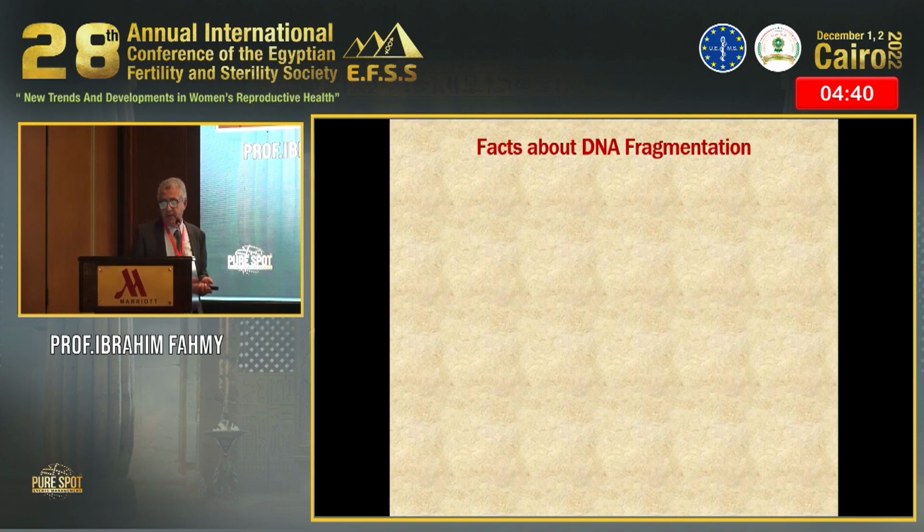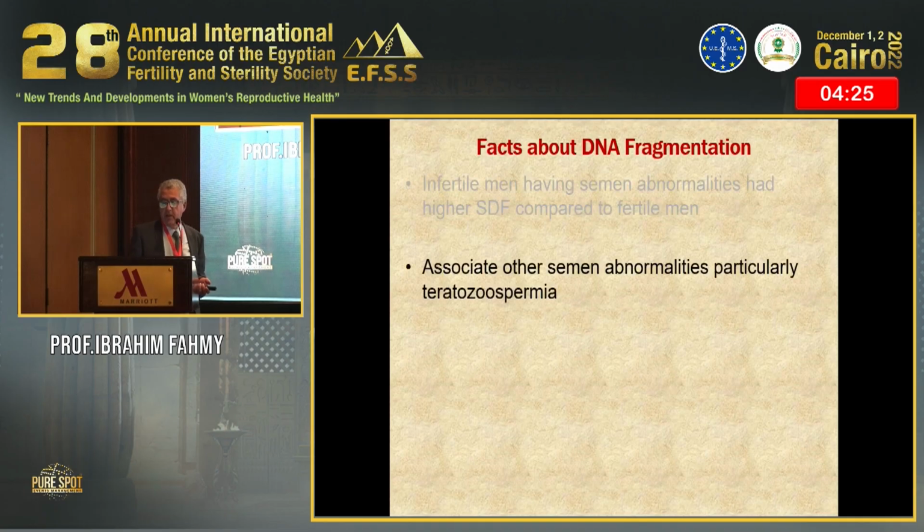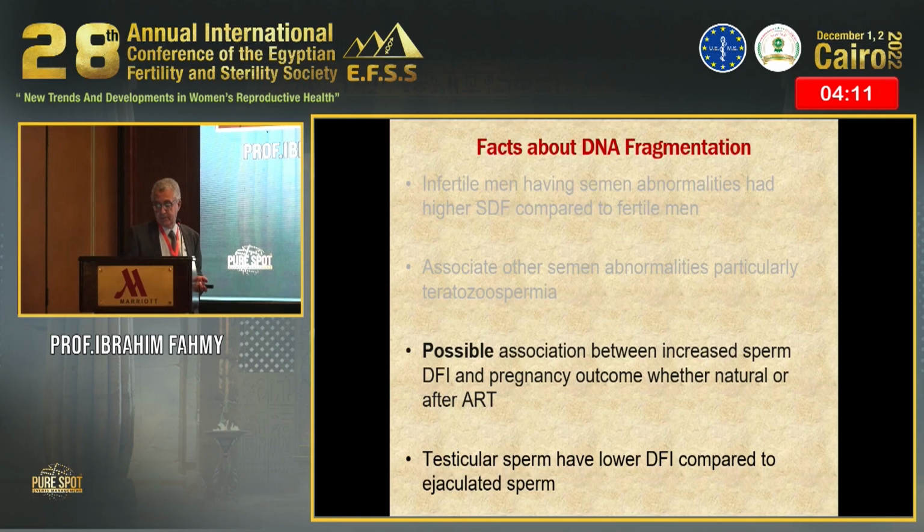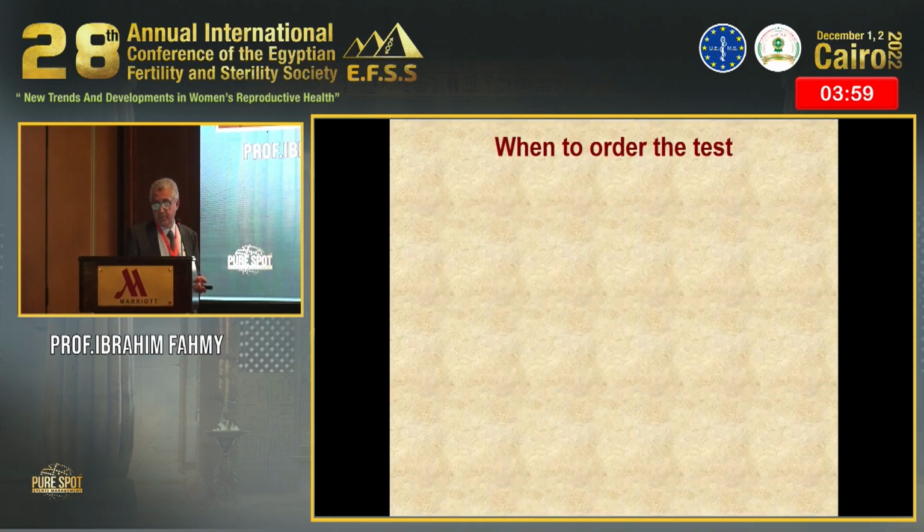What are the facts about DNA fragmentation? Infertile men having semen abnormalities, meaning oligospermia, teratospermia, asthenospermia, usually have higher sperm DNA fragmentation compared to fertile men. There is an association with other semen abnormalities, particularly teratospermia, a strong association. And there is a possible association between increased sperm DNA fragmentation and pregnancy outcome, whether natural or ART. Another fact is that testicular sperm have lower sperm DNA fragmentation compared to ejaculated sperm.